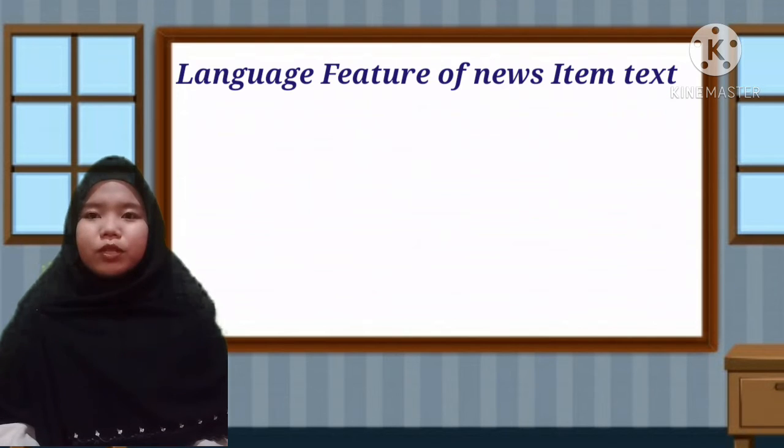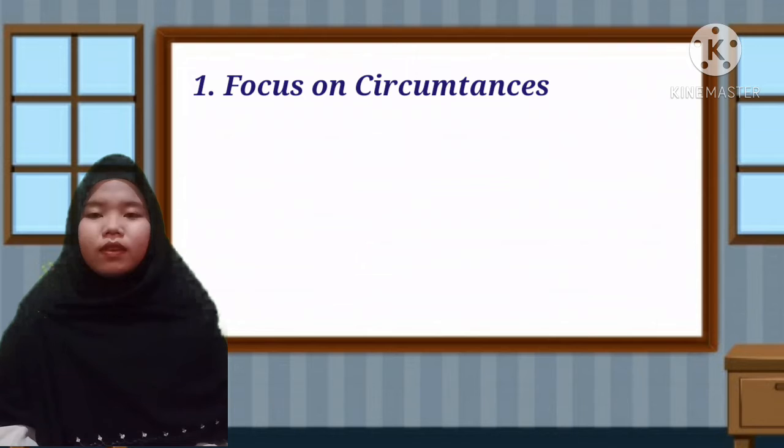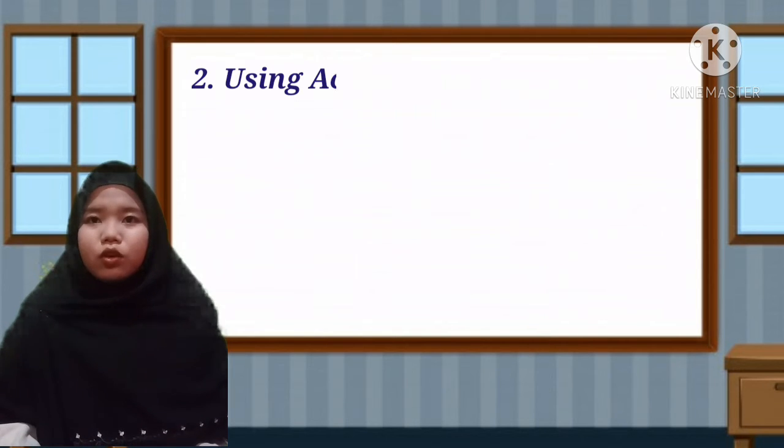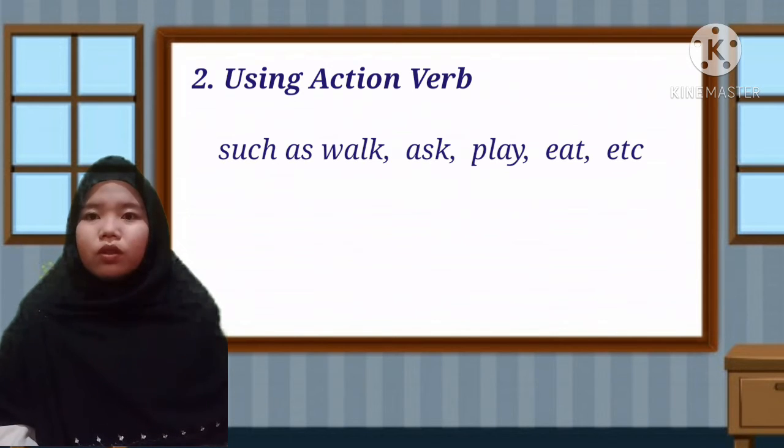The next is language features of news item text. The first is focus on circumstances. The language is short, concise, and clear. Focus on the events that are reported and use simple language in writing the text. The second is using action verbs. Action verbs express an action, whether physical or mental, such as walk, ask, play, eat, etc.